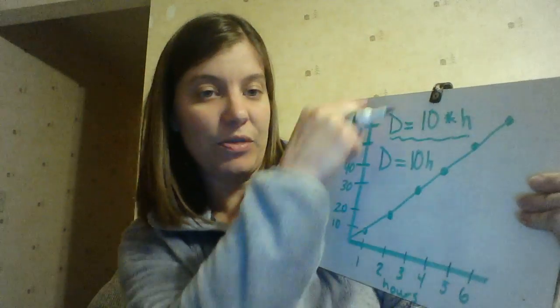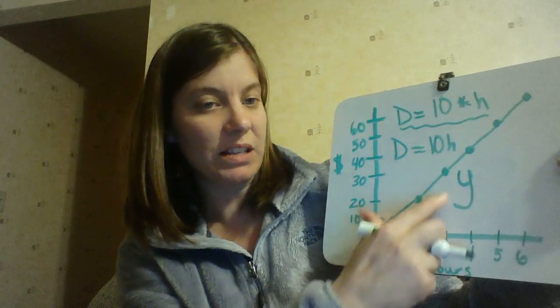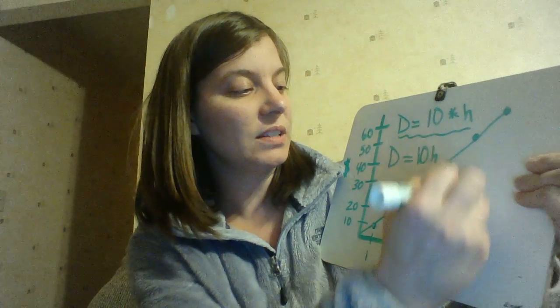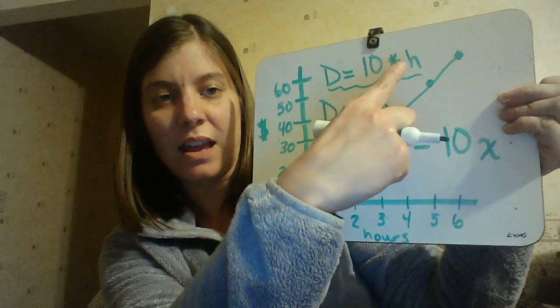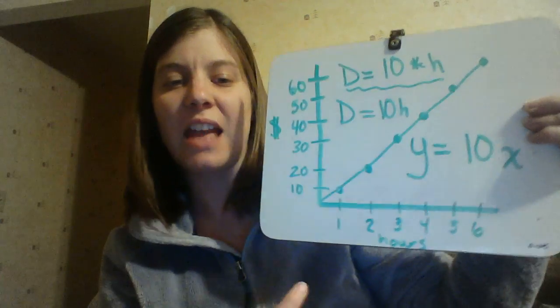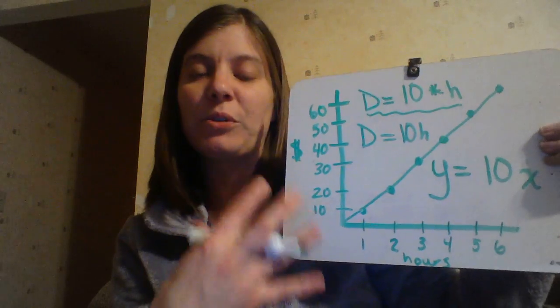So how do we get the Y number? On the Y-axis, this was our amount of money. So instead we're going to say Y equals 10X. Hours was our X. Okay? We didn't have H. But now we could just say X because that's on the X-axis. So again, this is an equation to represent our graph.